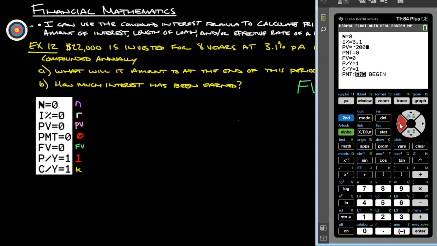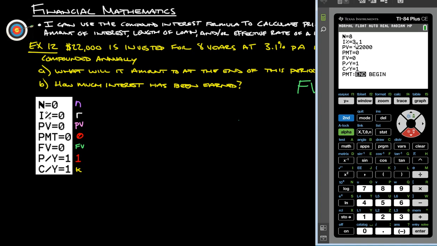Oops, lost a 0 there. 22,000. Your payment you're always going to leave as 0. Future value is what we're going to calculate, so we just leave that alone. Doesn't matter if there's a number in there or not. PY, the payments per year, if you remember, we're just going to leave as 1. And then CY is the compound periods per year. So since it's compounded annually, we're going to leave that as 1.